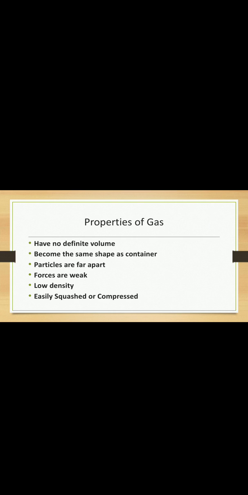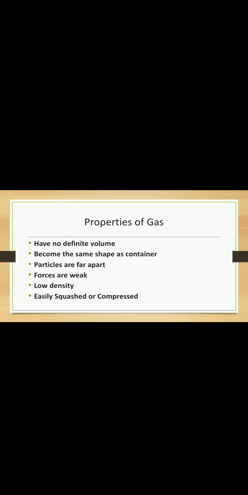Some of the properties of the gas that differentiate it from the solid and liquid are: they do not have a definite volume. They take the same shape as the container they are in. The particles are very far apart. The forces are very weak as compared to the solid and liquid.